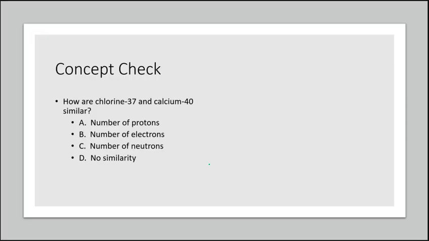What about this one? How are chlorine 37 and calcium 40 similar? Pause, figure out. Hopefully you found that it has the same number of neutrons. And that wraps up Chapter 2, Section 1.